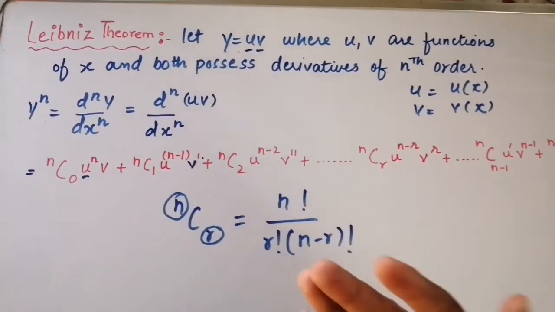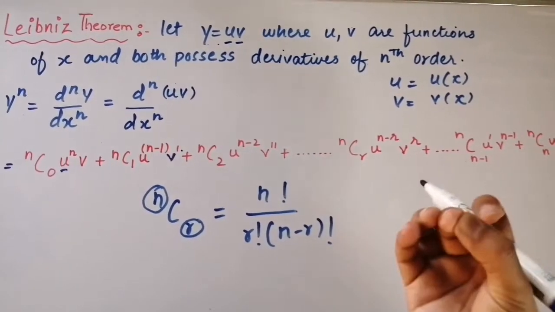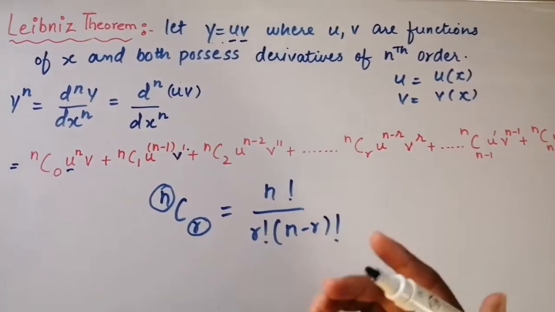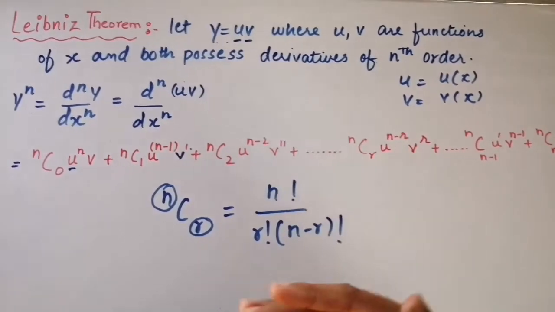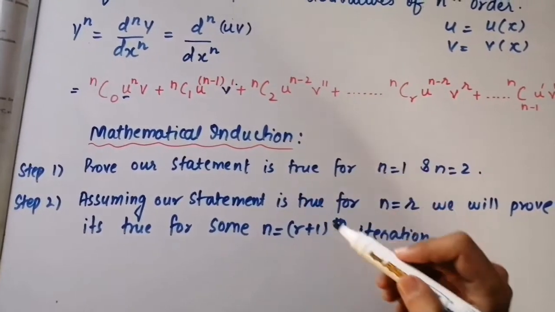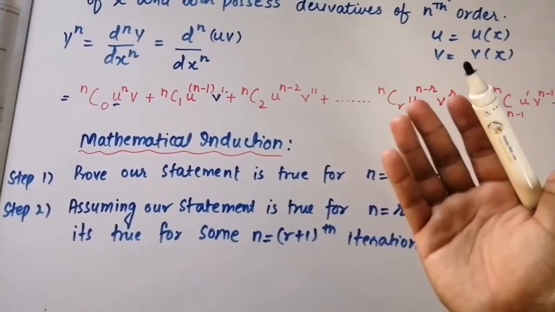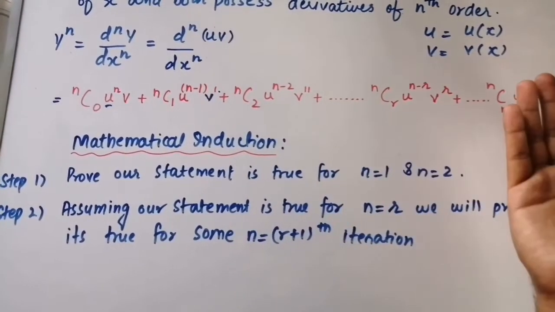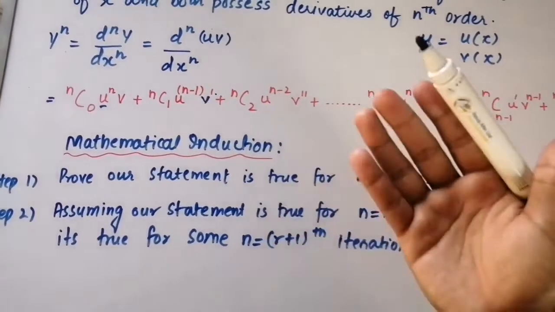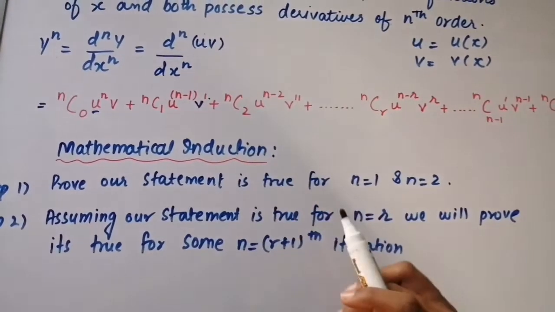So how are we going to prove it? We are going to prove Leibniz theorem through a technique known as mathematical induction. Let's take a quick overview of what mathematical induction is, then we'll start the proof. Mathematical induction is a technique that helps us to prove that theorems or results are true for positive natural numbers. In order to prove that some theorem or formula is true for natural numbers, we use one of the techniques known as mathematical induction.